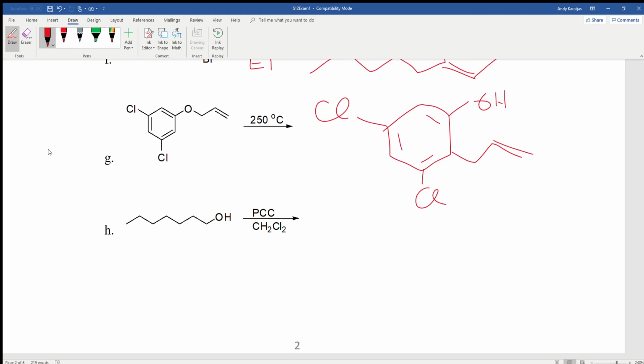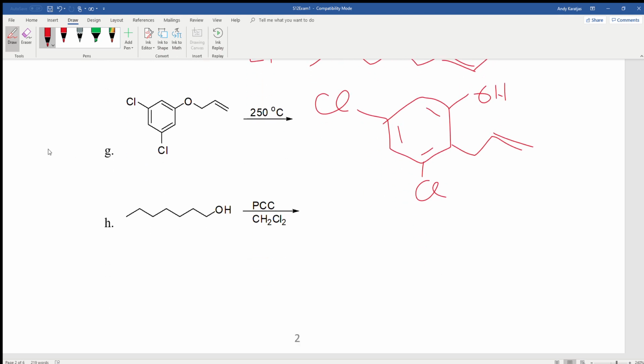And finally, for this first question, part H, PCC oxidation. PCC, when working with a primary alcohol, will oxidize to the aldehyde and stop there.